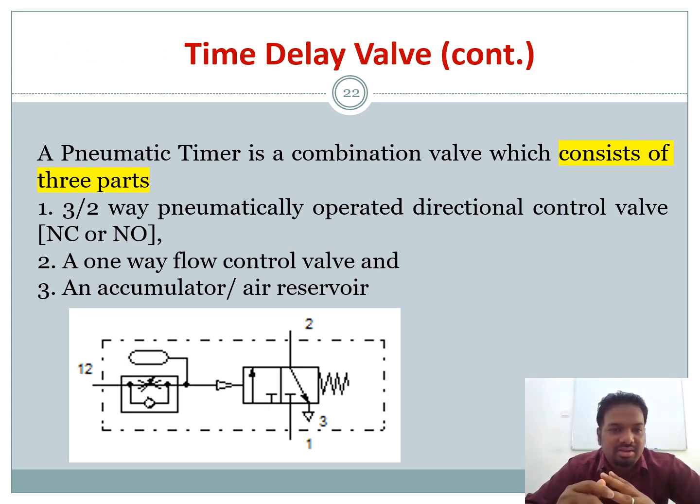The first part is a 3/2 way pneumatically operated directional control valve. NC means normally closed, NO means normally open. So you have a directional control valve. That's the first part. The second part is a one-way flow control valve, meaning it only allows flow in one direction. And the third one we call an accumulator, or air reservoir or air tank. So you can see this is your directional control valve, you have a one-way flow control valve, and the top part is your accumulator.